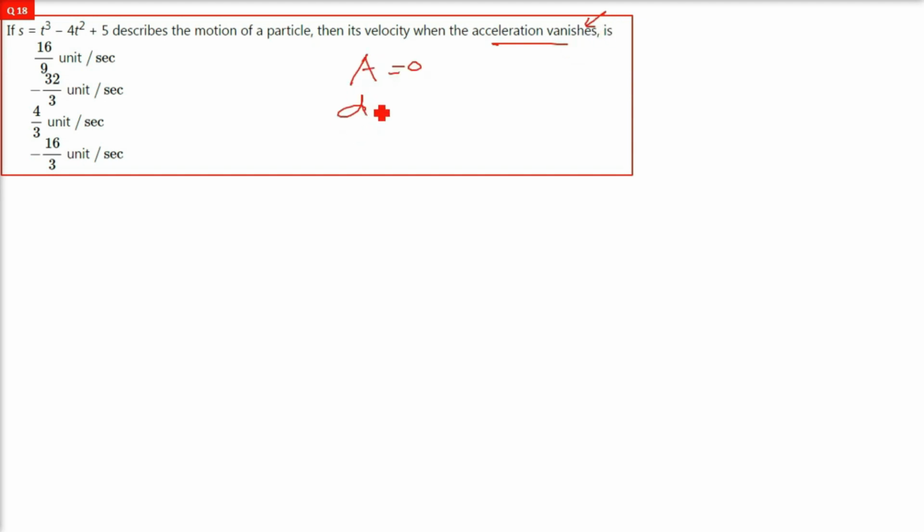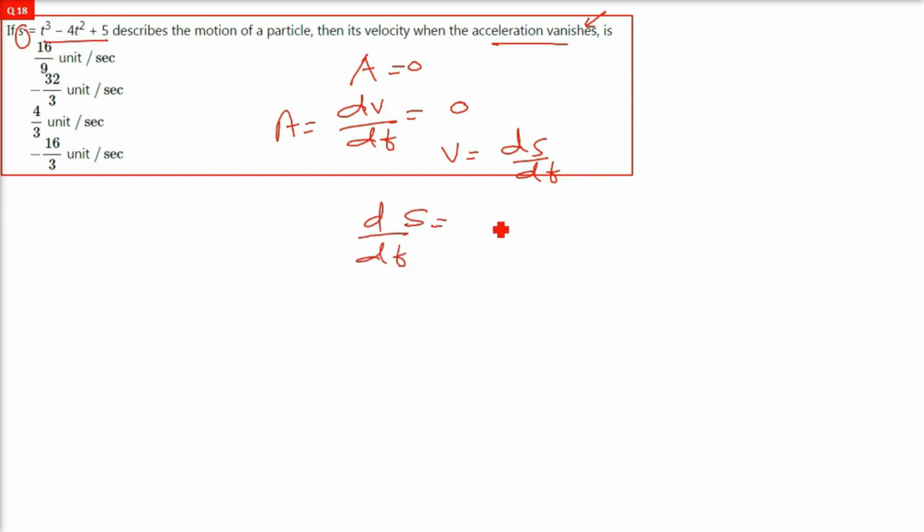Acceleration is nothing but the rate of change of velocity, dv by dt. Acceleration 0 means dv by dt is equal to 0. S is a distance. What is velocity? Rate of change of distance, so ds by dt is velocity. S is given as t cube minus 4t square plus 5. Differentiating directly: 3t square minus 8t. So this is your ds by dt.